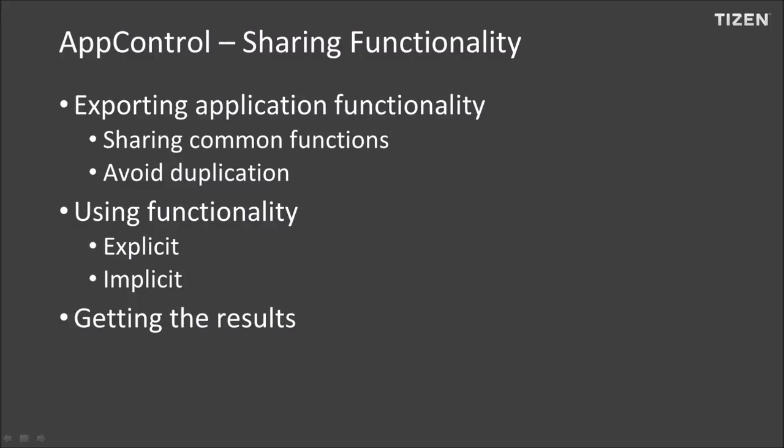There are two ways to use the functionality provided by other applications. Explicitly launching the other application's functionality by using the application ID and the operation we want to perform. Implicitly launching the other application's functionality by specifying the operation, URI, or MIME type and letting the user decide the application to complete the operation. Let us explore these launch types and API further.